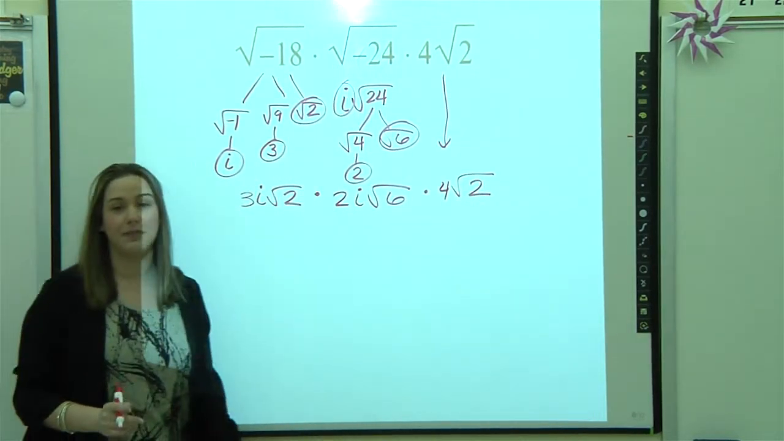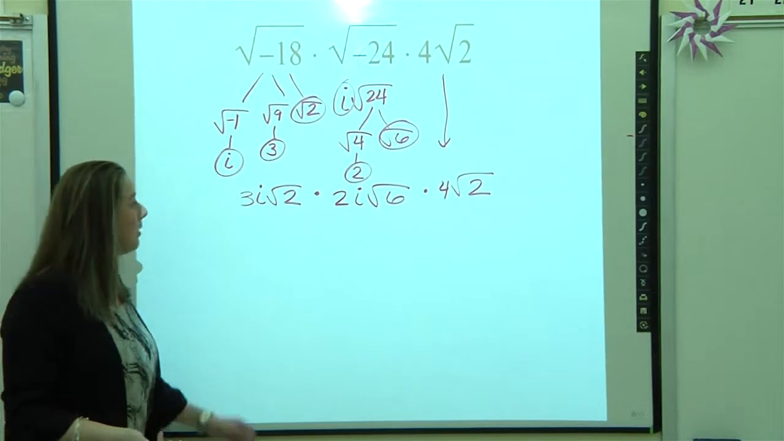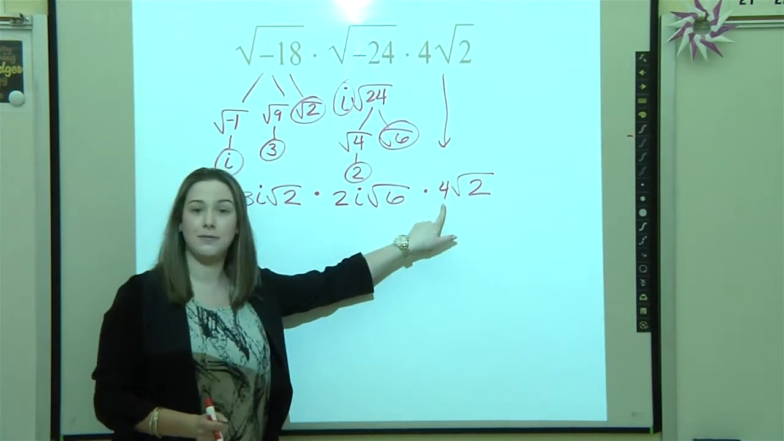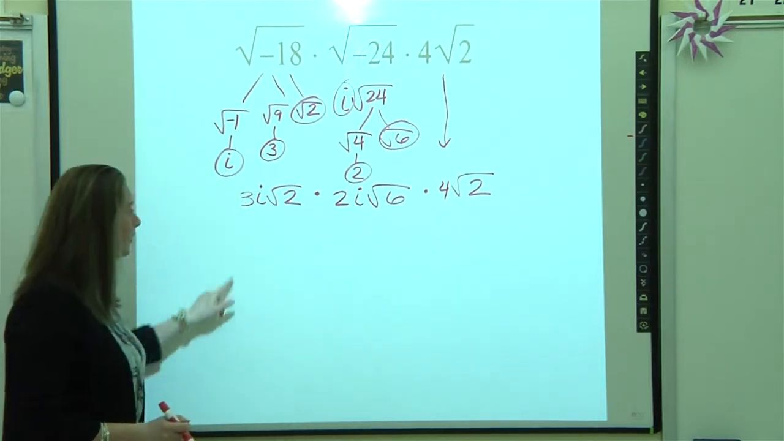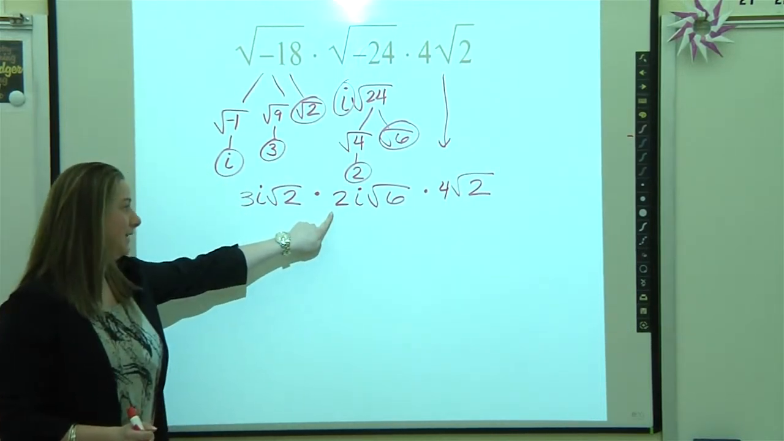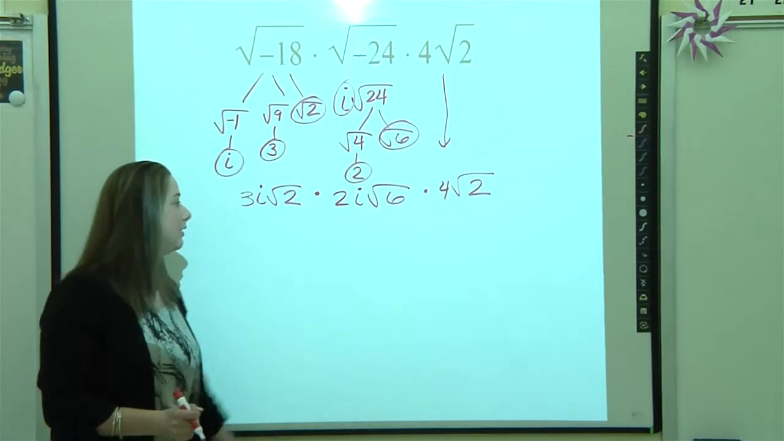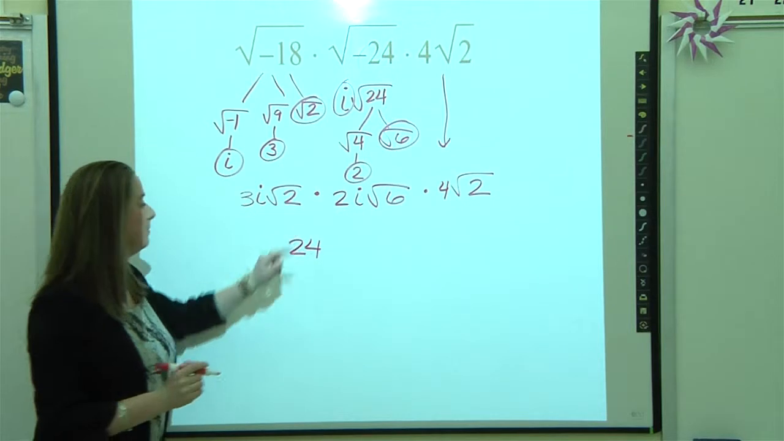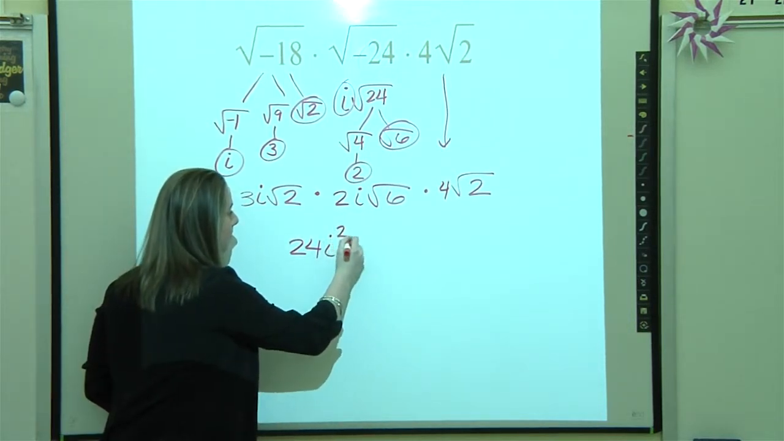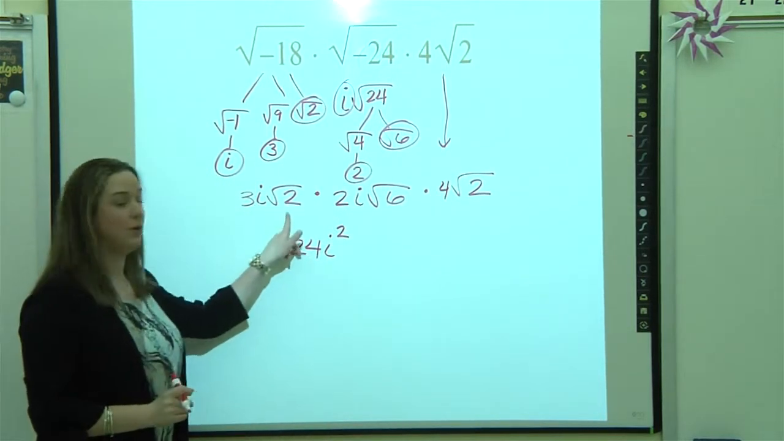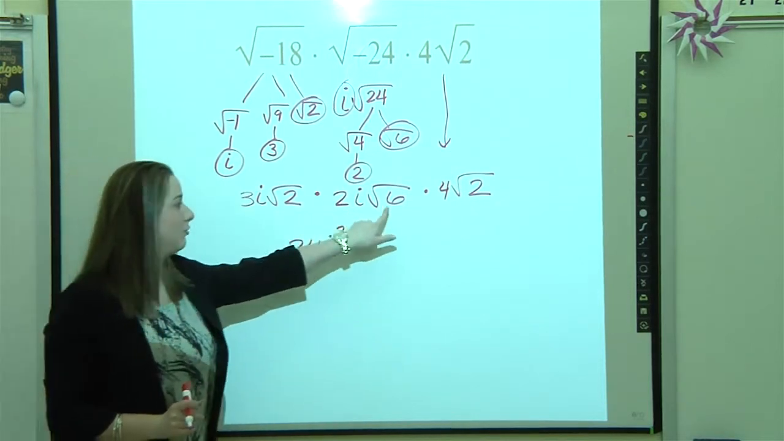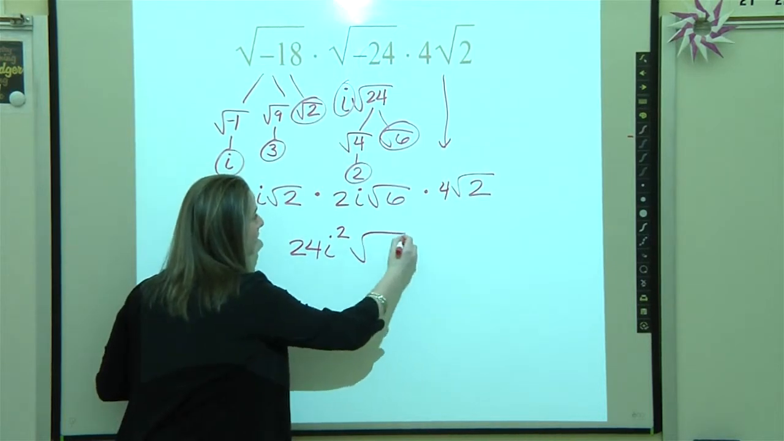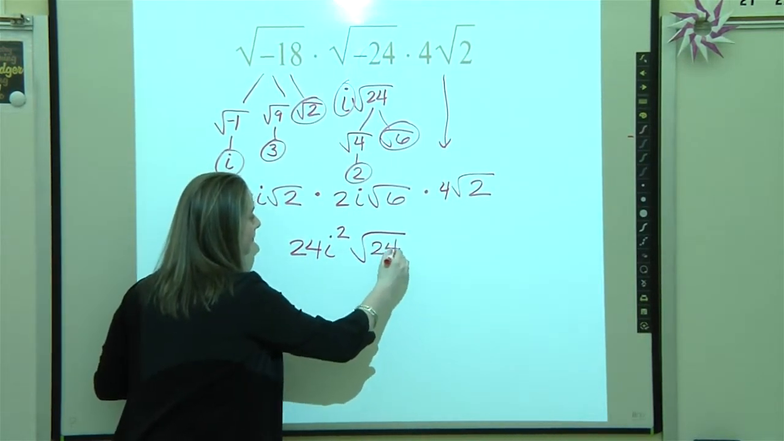Now that I've simplified each one separately, I want to deal with the like terms. My 3i, my 2i, and my 4 are going to be multiplied together. So 3 times 2 is 6. 6 times 4 is 24. i times i is i squared. And now the value under the radical. Radical 2 times radical 6 times radical 2 is going to give me radical 24.